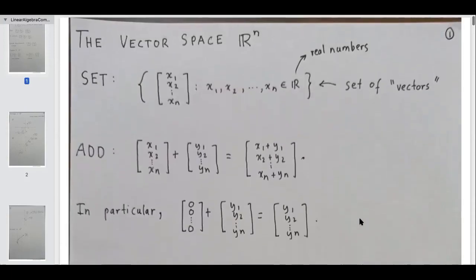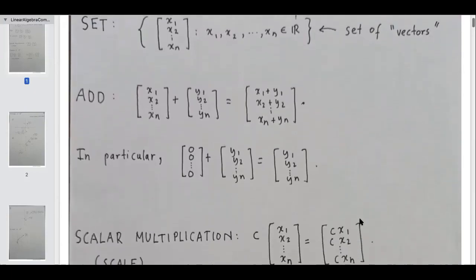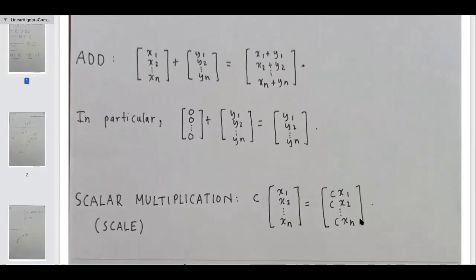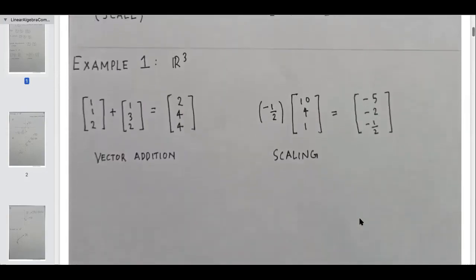So we call this the vector space of real numbers. It's a set of such columns with n components. You can do two things. You can add two vectors and you can multiply a vector by a scalar, also called scaling by a real number. Let us look at a simple example.